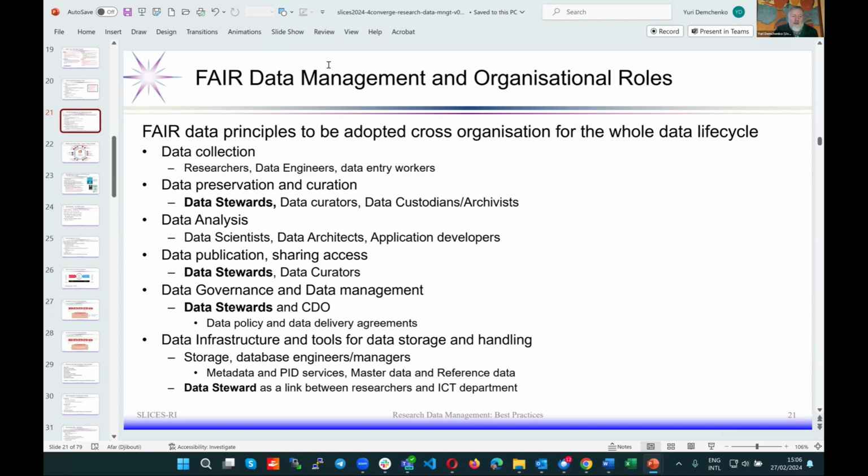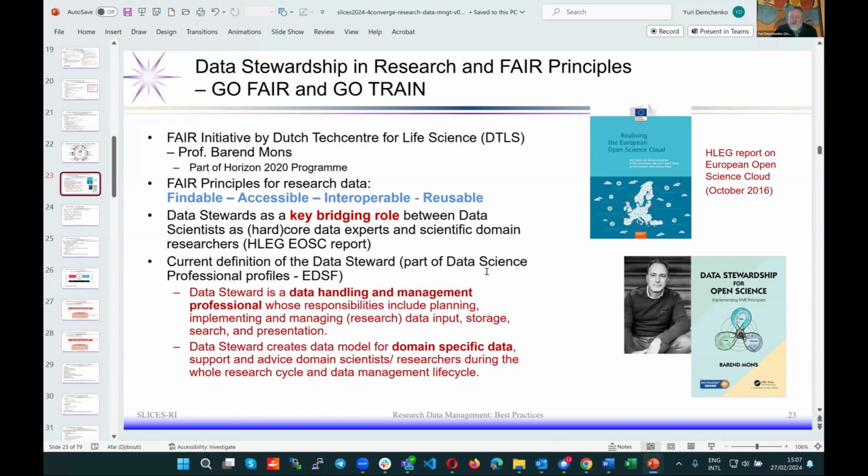About how FAIR data management is organized in the organization. Now you can recognize that in different stages of data processing and handling, there are different roles. Almost all roles present a data steward, except maybe data collection, which is done by engineers and researchers, and data analytics. So then the data steward was defined, in particular by this person. This is Professor Barend Mons from Leiden University.